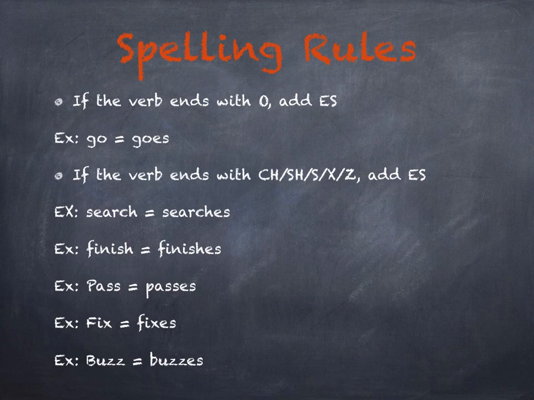There's another important spelling rule to remember. If your verb ends with O, you will add ES at the end. Like in the example, go equals goes. If the verb ends with CH, like search, you will also add ES at the end. Search, searches. In this case, the pronunciation sounds like "iz" at the end.